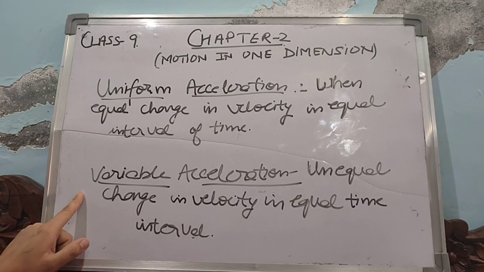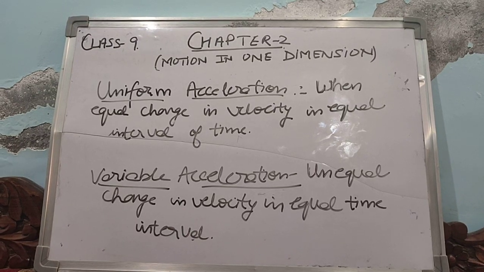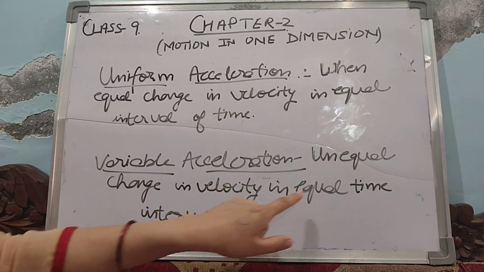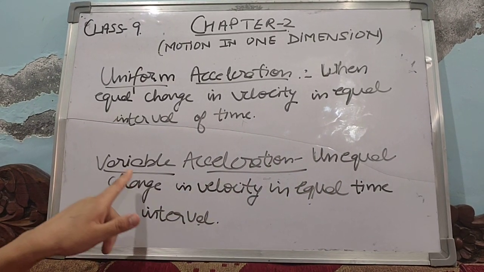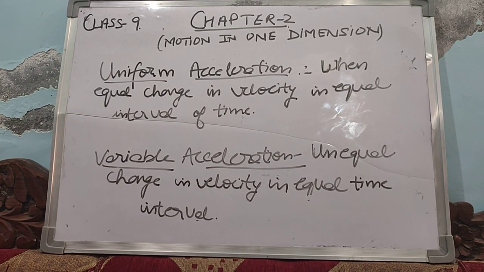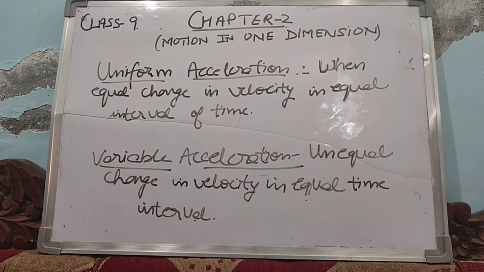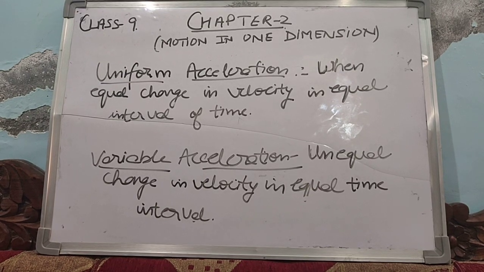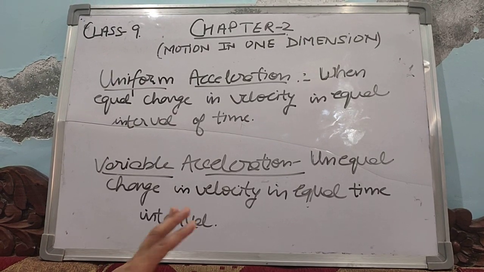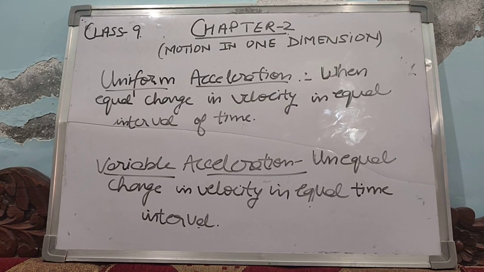Next is variable acceleration. If change in velocity is not the same in the same interval of time, that is, unequal change in velocity in equal interval of time, then that motion is called variable acceleration. For example, the motion of a vehicle on a crowded road is an example of variable acceleration, because in that case the velocity keeps on increasing and decreasing, it is not the same in equal interval of time.